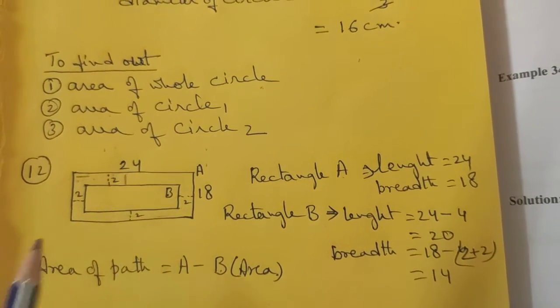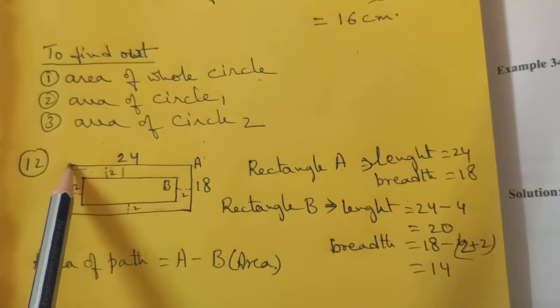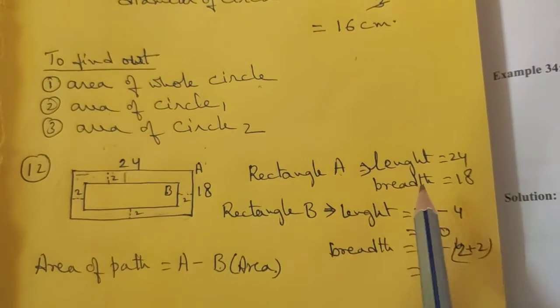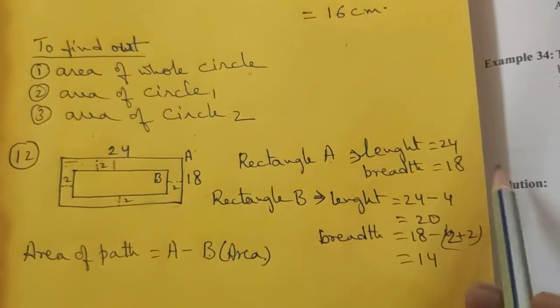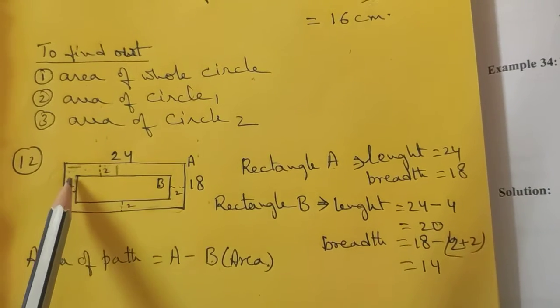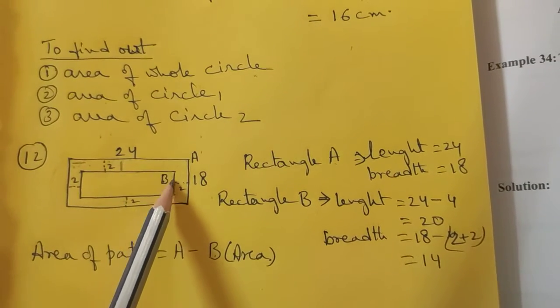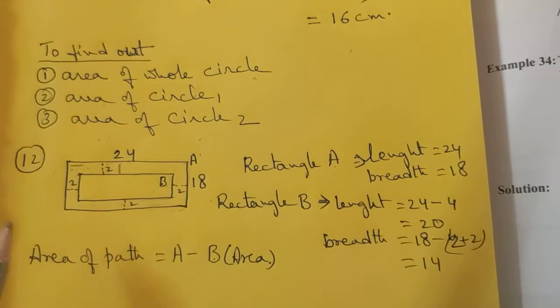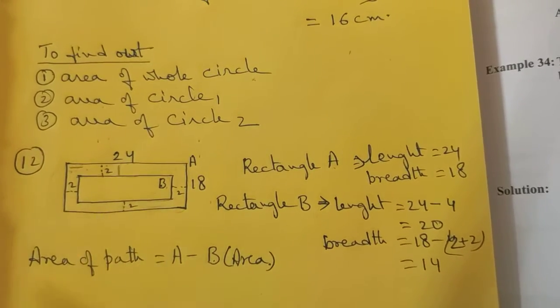So what you have to do, first you have to find the area of this rectangle, that is 24 into 18. Then you have to find the area of this B rectangle. I have written B here, B rectangle. How will you find the length and the breadth?